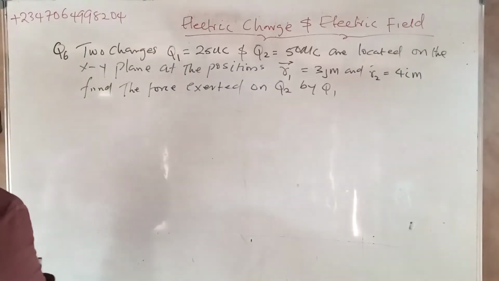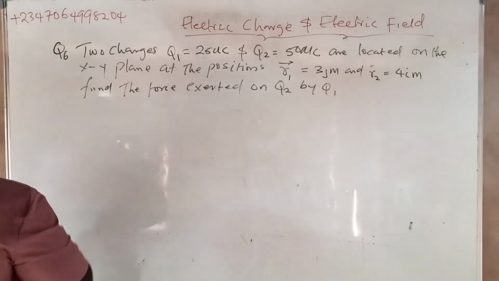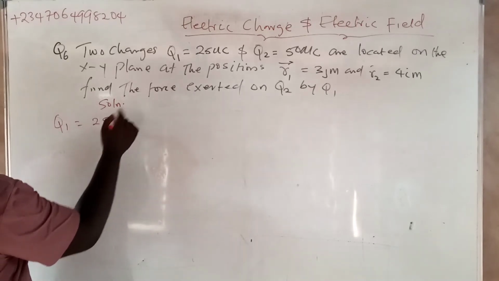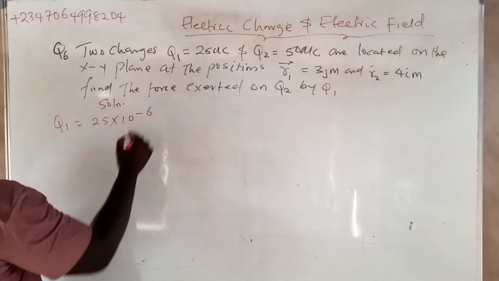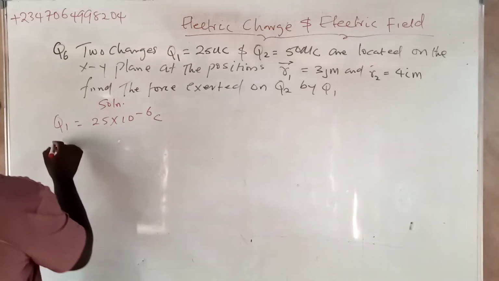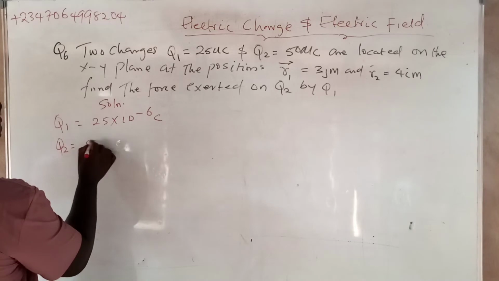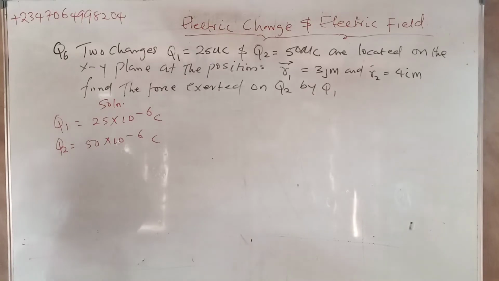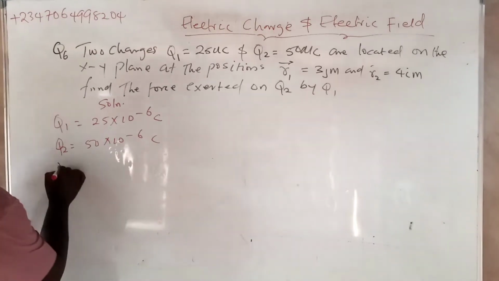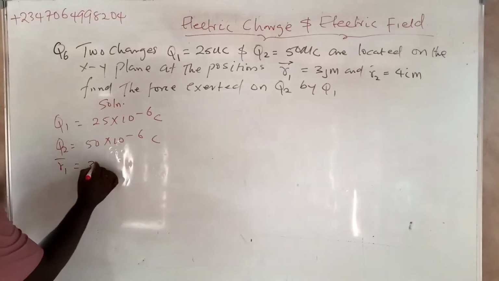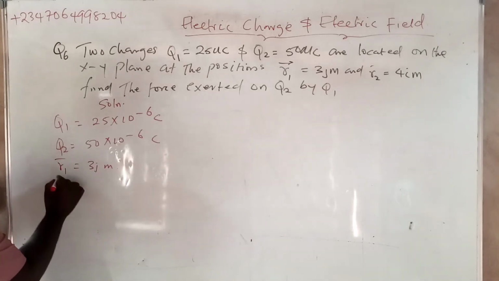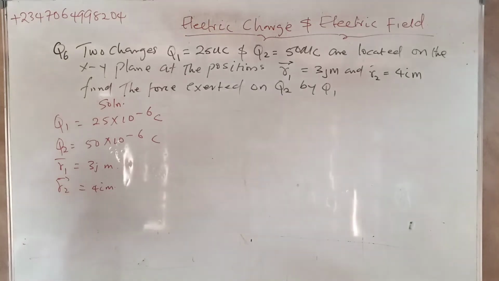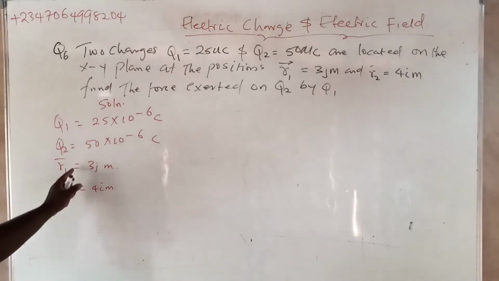Now, let's go. From the question, we are given your Q1 is 25. Whenever you have microcoulombs, you multiply it by 10 raised to the power of minus 6 coulombs. Your Q2 is 50 times 10 raised to the power of minus 6 coulombs. Now, located at the R in meters. Now, first of all, you have the R1 vector, 3j m, R2 vector, 4i m. Now, what you have to do right now is to get the resultant of these two first.